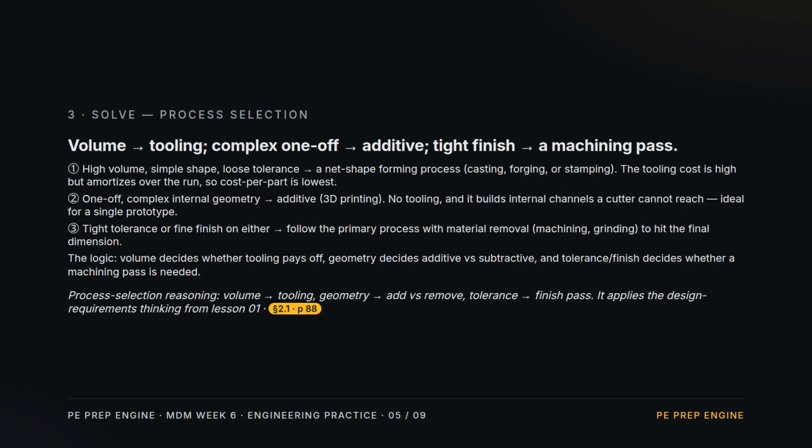Solve. Part 1. Process selection. High volume simple shape, loose tolerance goes to a net shape forming process, casting, forging, or stamping, because the tooling cost amortizes over the run. The one-off with complex internal geometry goes to additive, no tooling, and it builds channels a cutter can't reach. If either needs a tight tolerance or fine finish, follow with machining or grinding. Volume decides tooling, geometry decides add versus remove, tolerance decides the finish pass.